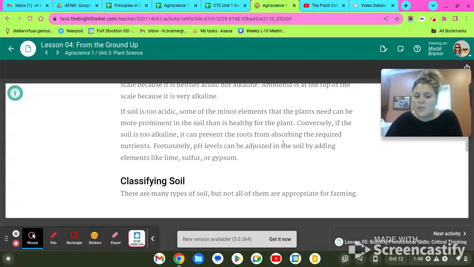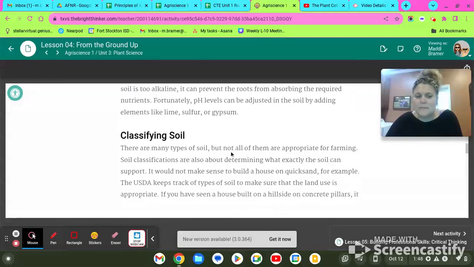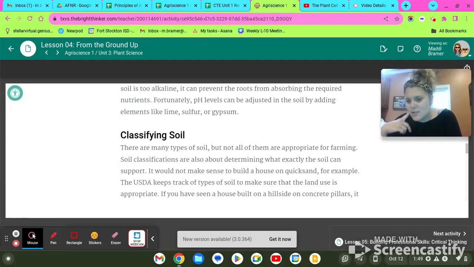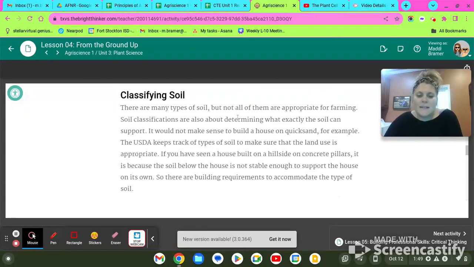You can adjust pH levels by adding lime, sulfur, or gypsum. You can actually take parts of your soil up to your local extension agent, and they will test it, and they will tell you what to add. So that's really cool. There's different classes of soil.